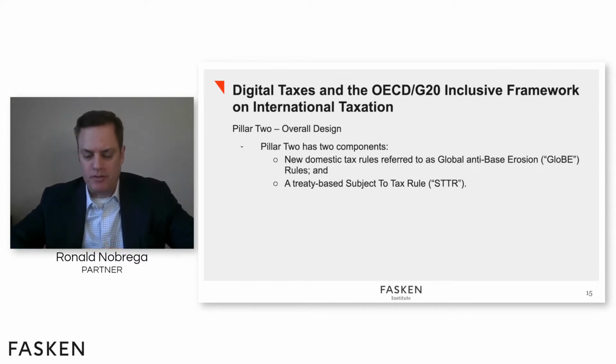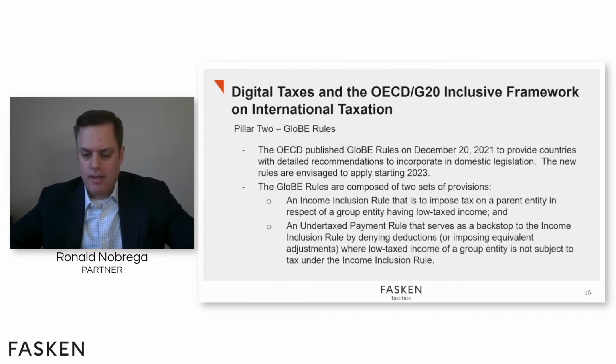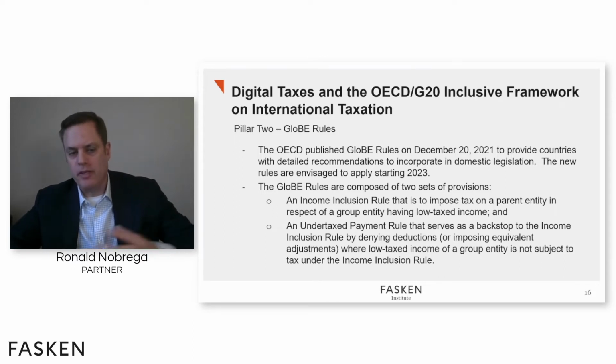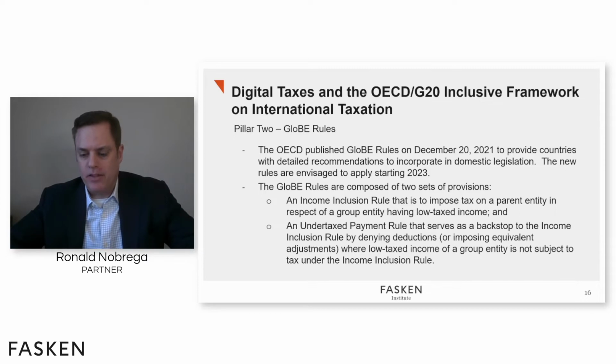If you flip slides, the OECD published global rules on December 20th, 2021. That was supposed to be back in October, but there was a delay. And these rules ran on for approximately 70 pages. These would be the rules that each country would be expected to mold into its own legislation. So at 70 pages, we'll likely have a similar number of additional pages added to our Income Tax Act. And I think they'll probably be included in a new part to our Income Tax Act.